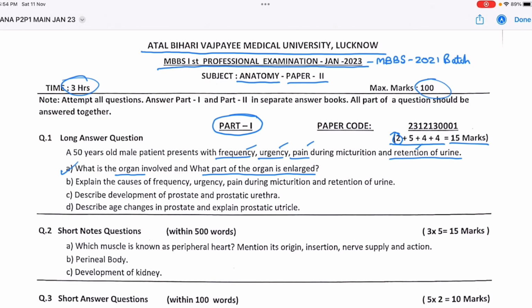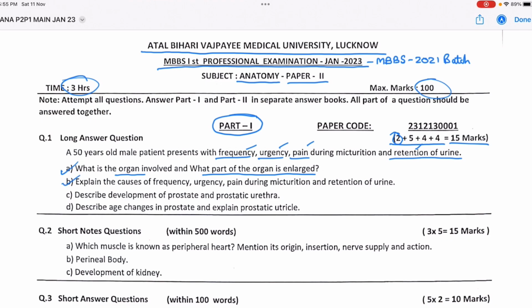prostate. While the outer, bigger zone, which has large glands with large ducts, these glands open mainly into the prostatic sinuses. So this outer, bigger zone is common for prostatic carcinoma, right? So here you can write that the organ involved is the prostate, and the part of the organ involved is the periurethral zone, the transition zone, the inner zone, or the median lobe.